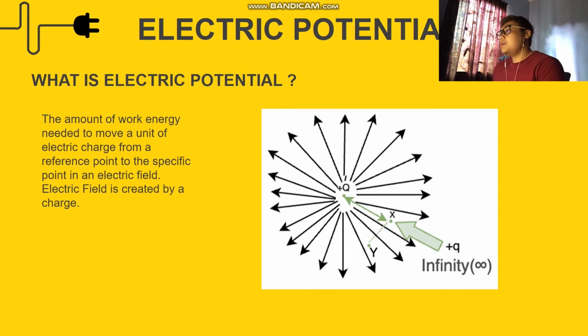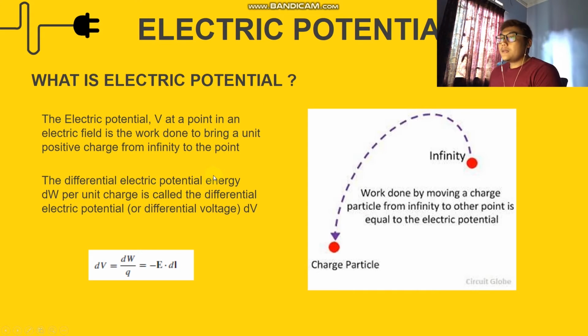Potential is the ability to do work. If the potential is high, it can do more work, and if the potential is low, it can do less work. The electric potential at a point in an electric field is the work done to bring a unit positive charge from infinity to the point.